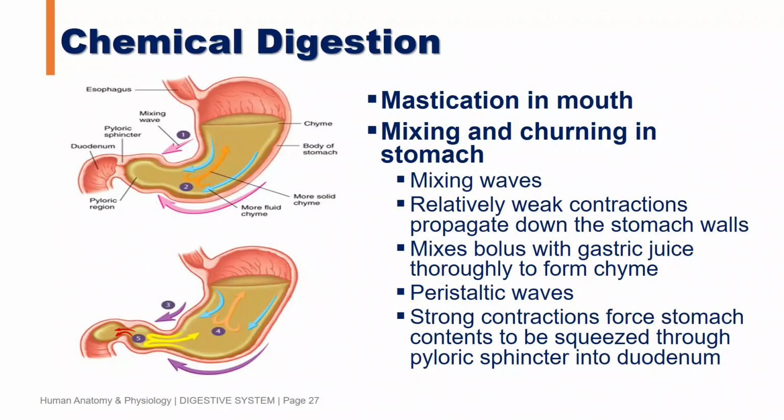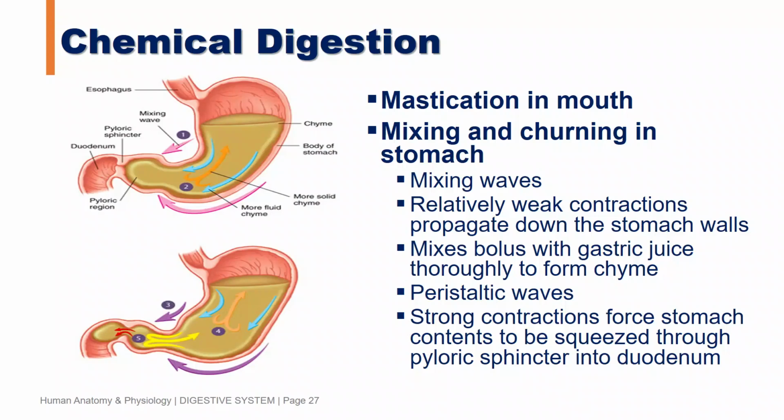Just now we said that it starts in the mouth, with mastication in the mouth. Mastication basically means chewing. Then you have the mixing and churning in the stomach. Okay, mixing waves inside the stomach. It's a mixing wave: relatively weak contractions propagated down the stomach walls. It mixes the bolus with gastric juice thoroughly to form chyme.